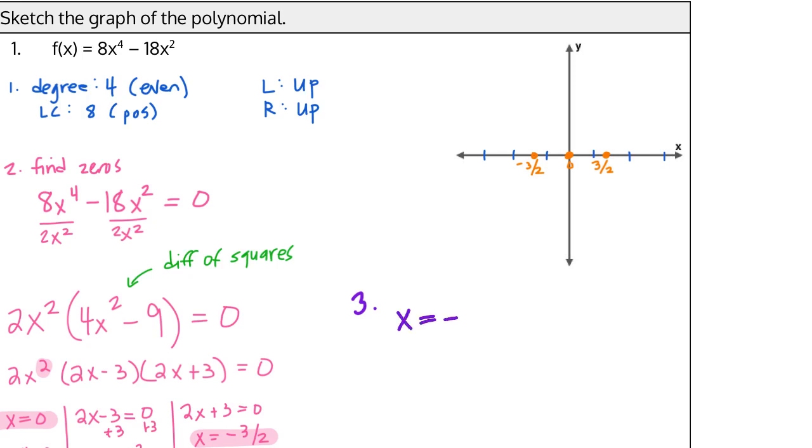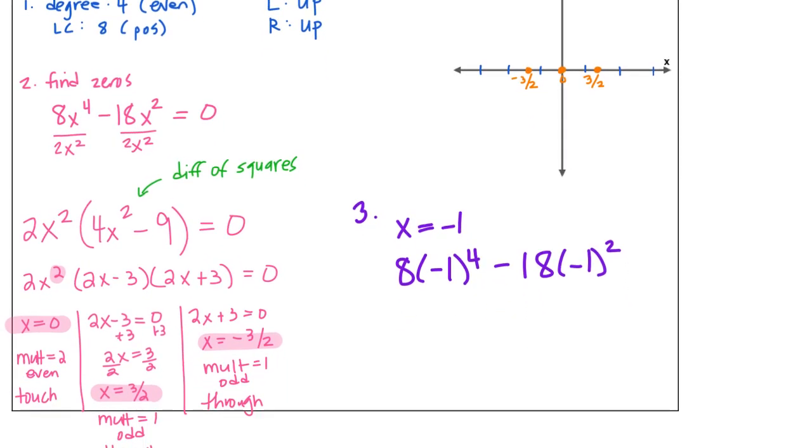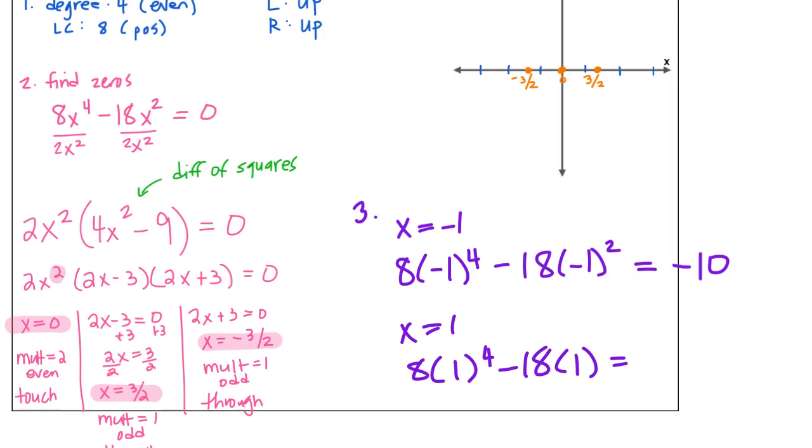So let's say x equals -1. So our original function up here, 8x to the 4th minus 18x to the 2nd. I'm going to plug in -1. So your equation would look like this. Okay, so when you put this into the calculator, you get 8 minus 18, which gives us -10. Then plugging in +1, it turns out that it comes out to the same number, -10.